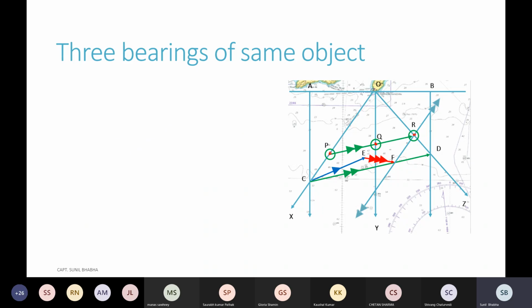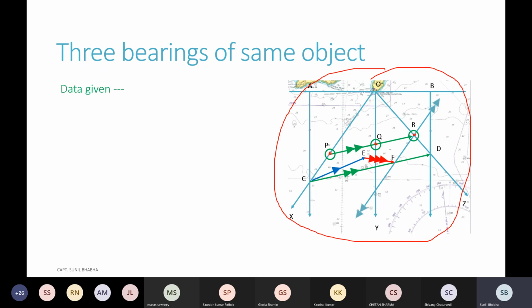Now we are going to discuss the method of three bearings of the same object. This method is also known as three-point bearing. When you solve a question using this method, the diagram will look something like this. So let's see now what data is provided to us in these types of questions.